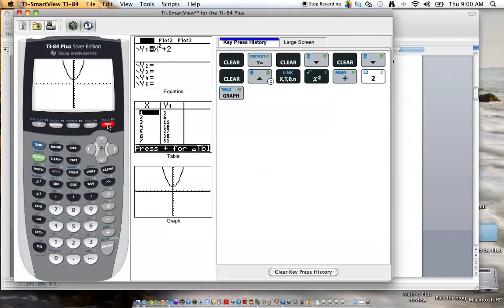What you're going to do is this. You see how right above graph it says the word table? Go to second table. How do you go back? Just hit second table.